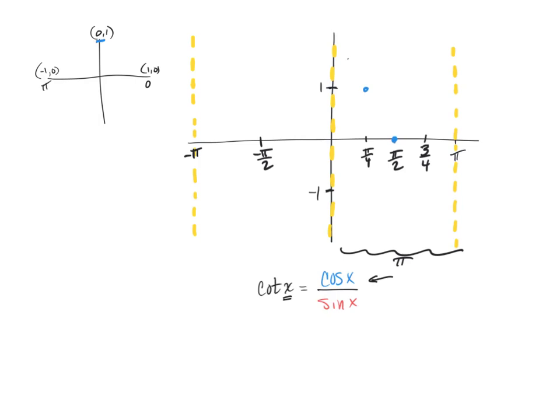And then by the time we get over here into the second quadrant at 3 pi over 4, the y value for cotangent would be the cosine, which is negative root 2 over 2, over the sine, which is root 2 over 2, and that value is going to be negative 1. So by the time we get to 3 pi over 4, we're going to have a y value of negative 1. So we can just put a point there.